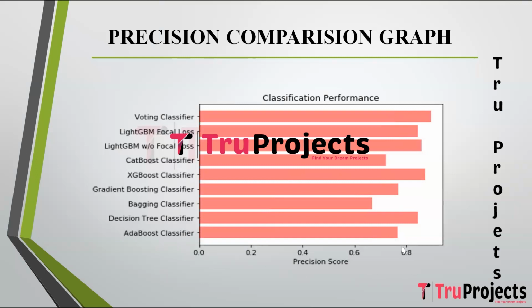Precision is a metric that assesses the accuracy of positive predictions made by the model. It calculates the ratio of true positives to the total number of positive predictions, true positives plus false positives.